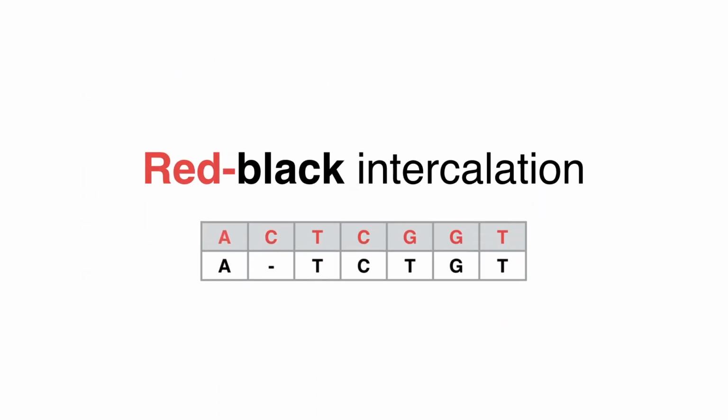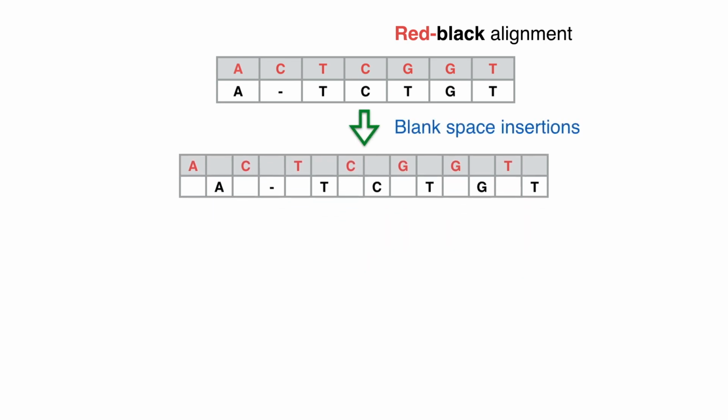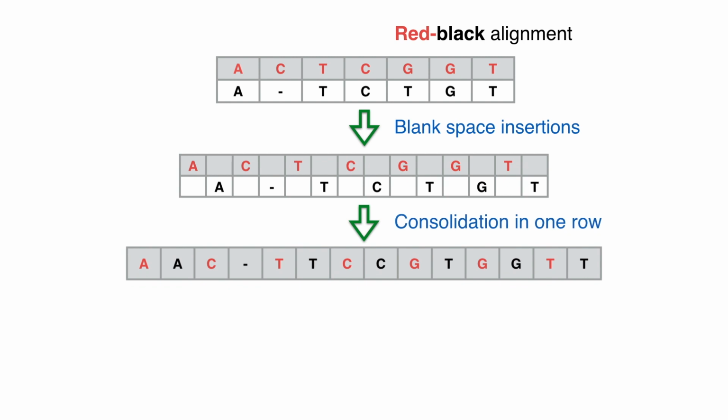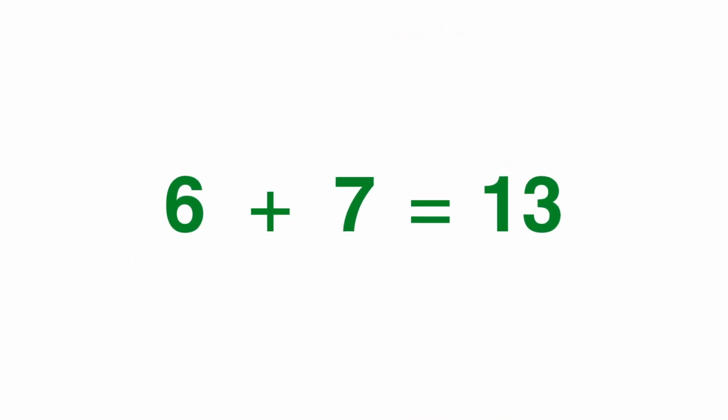In order to count how many alignments there are, we first paint the rows in the alignment with different colors. Next, we insert a blank cell to the right of each red character and to the left of each black character, and push the second row up to consolidate the alignment in a single row. And finally, we eliminate the gap symbol cells. What we get is a single row representation of the red-black alignment, which we call a red-black intercalation. Since the red-black intercalation consists solely of the letters of the sequences, its length is always the sum of their lengths. This is 6 plus 7 equals 13 in this example.